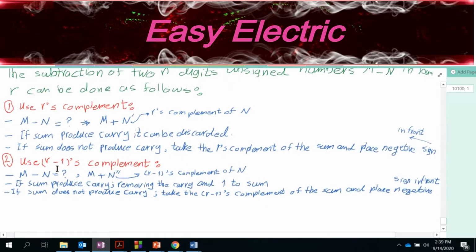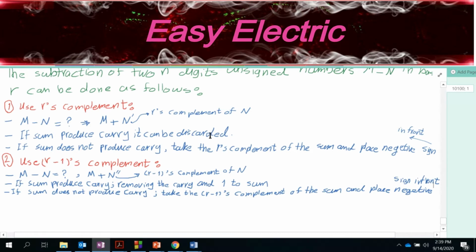If you use the r minus 1 complement, to do m minus n, do m plus n double prime, where n double prime is the r minus 1 complement of n. Again, you have two cases. Case number one is carry is 1. If the sum produces a carry, remove the carry and add 1 to the sum.